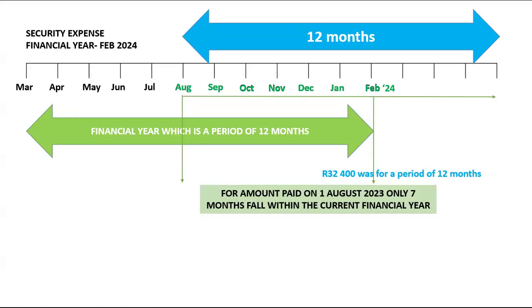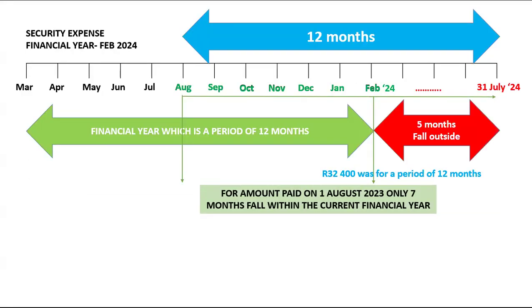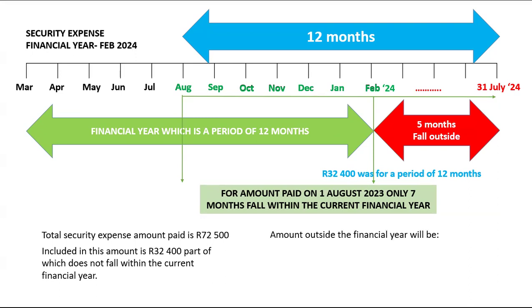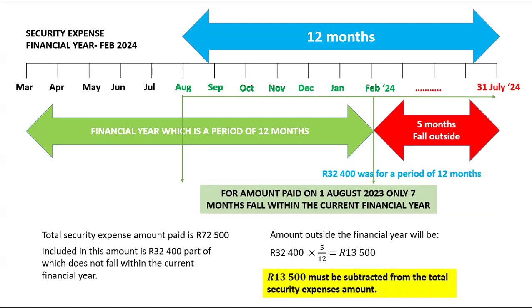Firstly, we have to find them. And to find them, we're going to take that 32,400 times it by 5 over 12, because it's for 12 months. Please note that you divide by a whole. That was for 12 months. That's why we're dividing by 12. It'll give us 13,500. That 13,500, we are going to subtract it from our insurance amount.